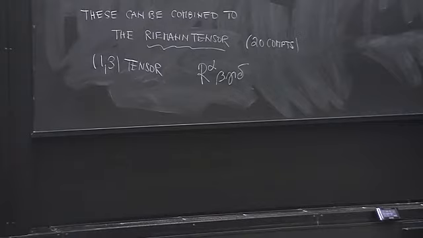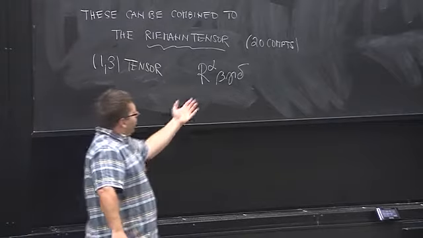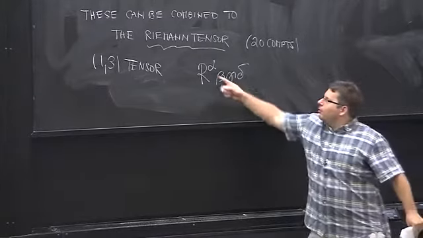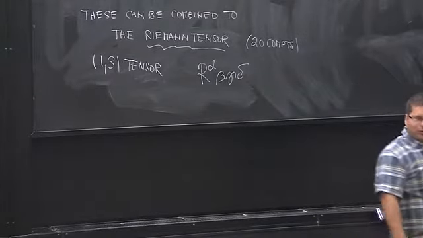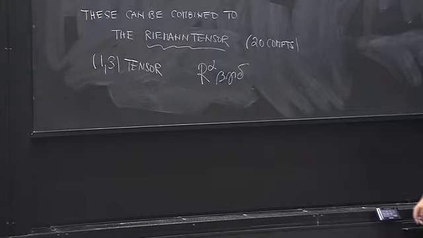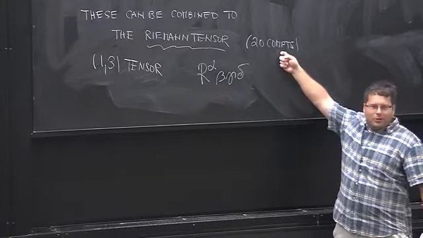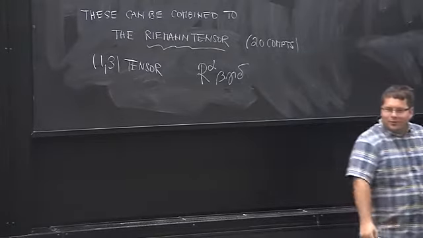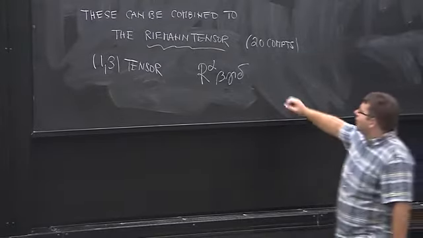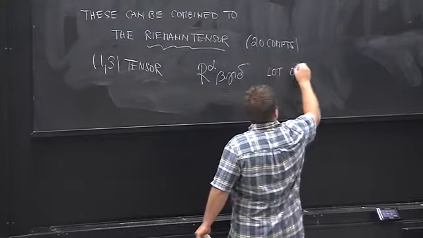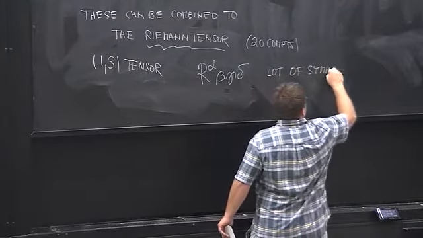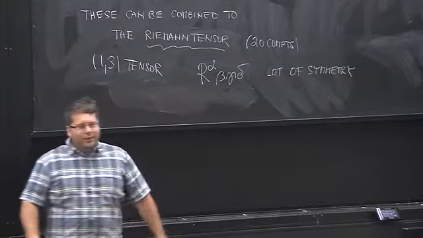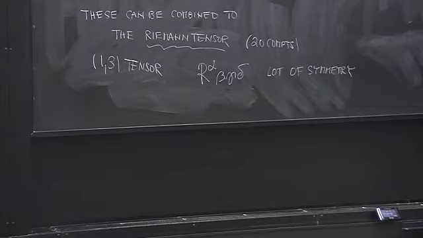So now you see that if I calculate how many independent components such a beast can have, well, this is 4, 4, 4, 4, so 4 to the 4 components. So in order for the statement to be true that it only has 20 components, there must be a huge symmetry to this tensor, and we will see it in a minute. So a lot of symmetry is hiding in this Riemann tensor so that only 20 components are independent.